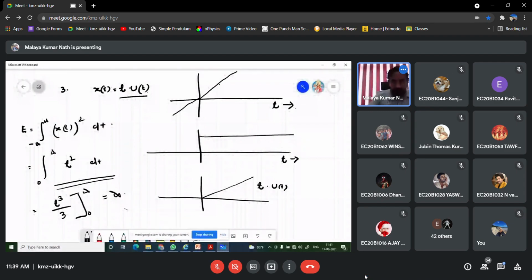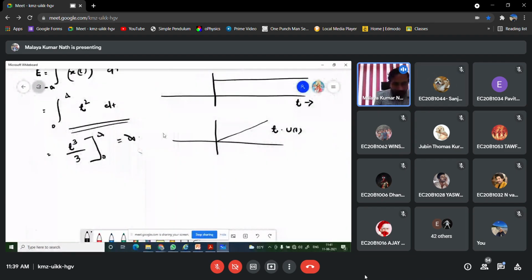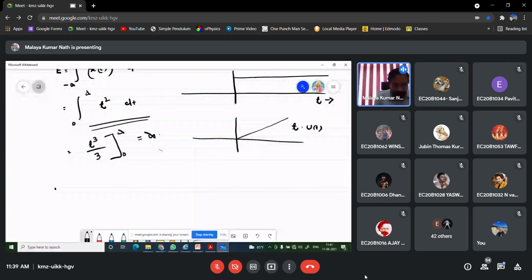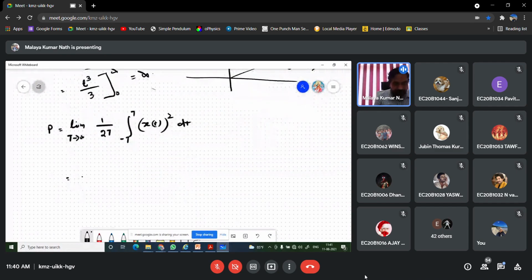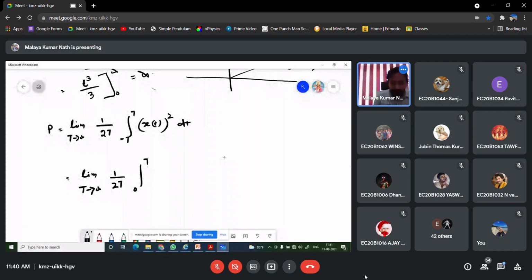Yes, am I right? Now what will be the power for this case? Power is also infinite. So what is the formula for power? Power is equal to limit T tends to infinite 1 upon 2T integration from minus T to T of x(t) whole square dt, right? Now I can write that as limit T tends to infinite 1 upon 2T integration 0 to T, because this x(t) is nothing but t into u(t). So that is t square into dt, right?